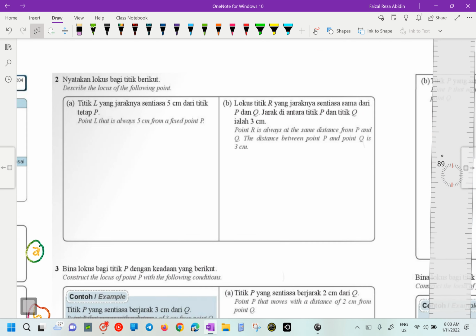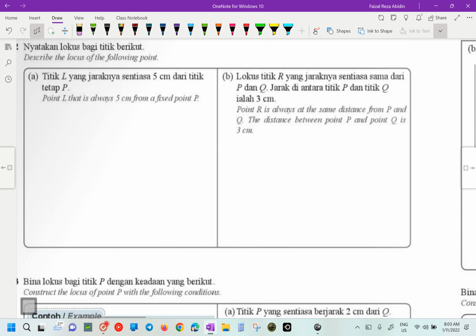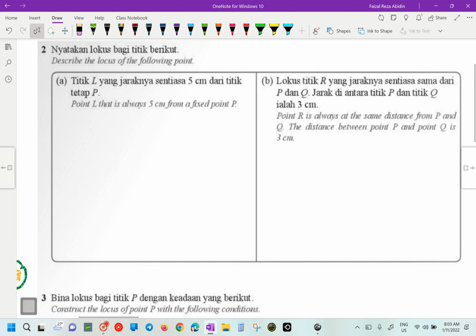Okay, so this one, we are going to construct later. We are going to construct number three. Okay, number two here, describe the locus of the following point. Point L that is always 5 centimeter from a fixed point.